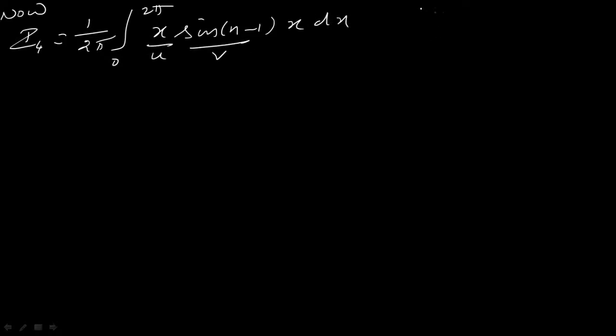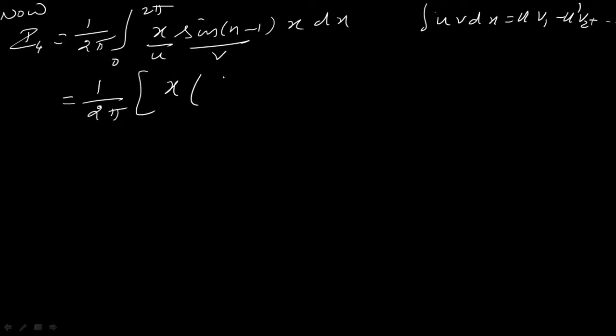So your I4 is nothing but 1 by 2 pi integral 0 to 2 pi x sine n minus 1 x dx. This is of the form integral uv, right? Integral uv dx is equal to uv1 minus u dash v2 plus etc. So integrating this you get 1 by 2 pi, u is nothing but x, v1. So integrating sin n minus 1x you get minus cos n minus 1x divided by n minus 1. So this is your u and this is your v1.